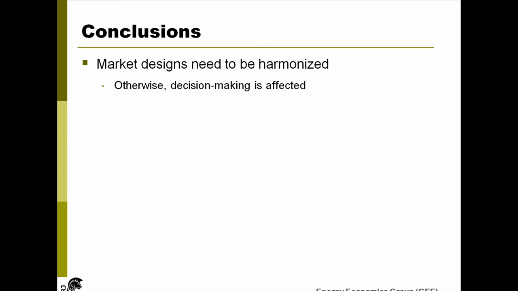So let me conclude quickly with a summary of what we've seen. We began looking at the interaction of market designs, and what we saw is that we need harmonized market designs because otherwise the decision making is affected. And the danger or the potential danger of this situation is not related to the absolute values of the simplification in each network separately, because what we've seen are relative effects.